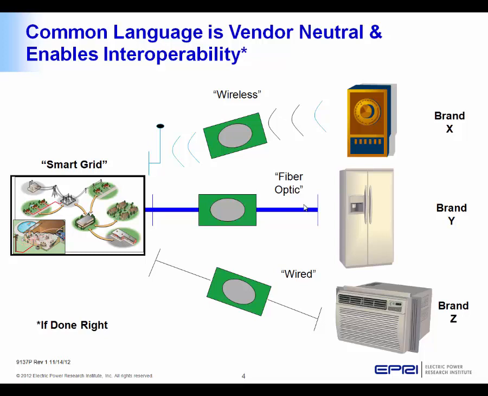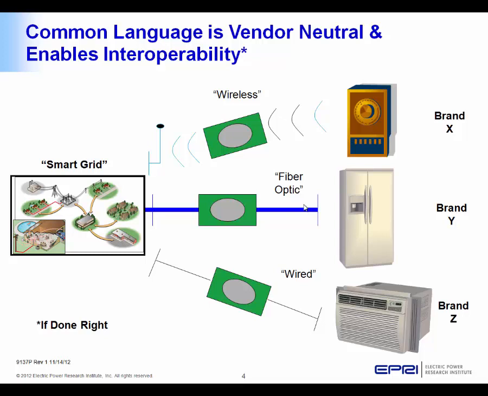Now, if we think about taking that smart grid and we want to in turn communicate with appliances and devices in buildings and homes, we've got to allow for the fact that we've got to have a variety of transport mechanisms. Some will be wireless, some may be fiber optic, or some may be wired, and there may be other routes as well that I don't even see yet.